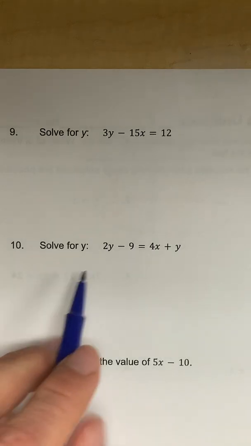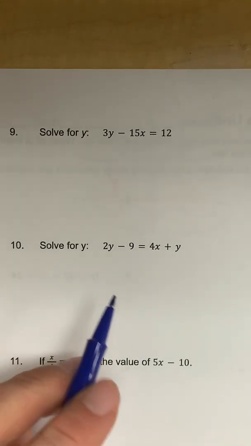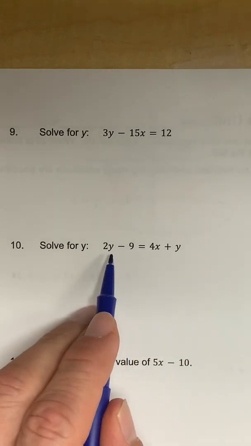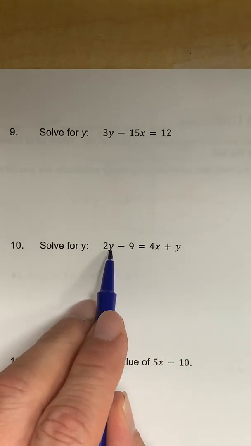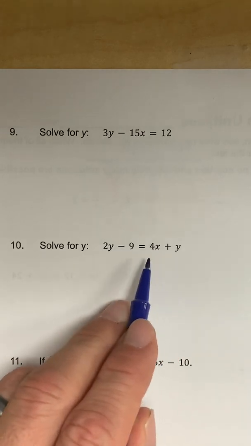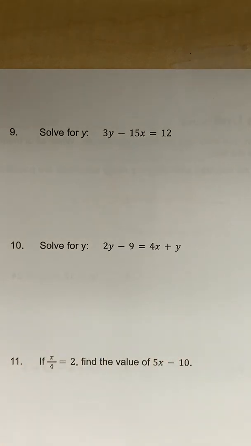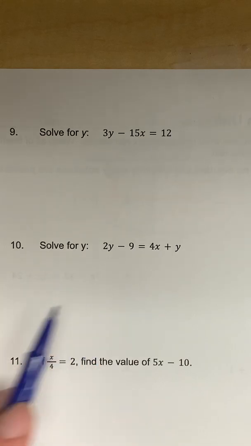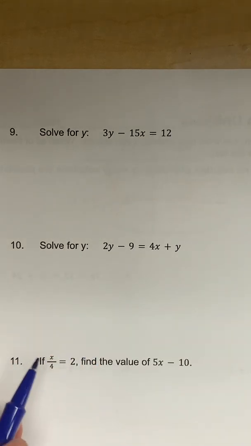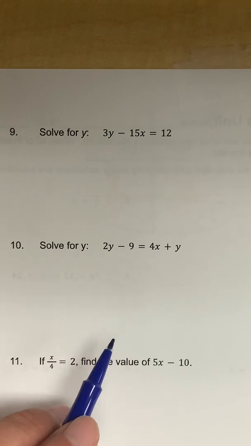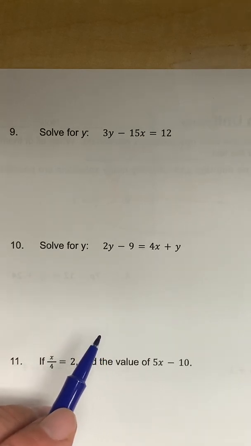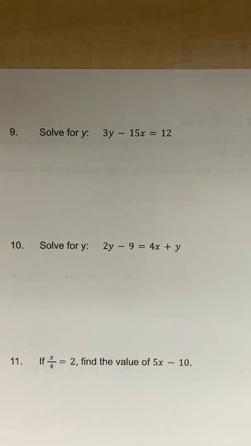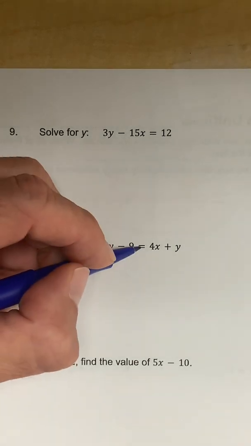In number 10, we're asked to solve for y. So I'm going to check this out. And again, I notice that just like the previous problem, there's y's in the problem, but there's also an x in the problem. So when that happens and there's multiple kinds of letters, this is a literal equation. So we're solving a literal equation for y. So we need to make sure that our goal is to make it so that y is all by itself on one side of the equal sign.